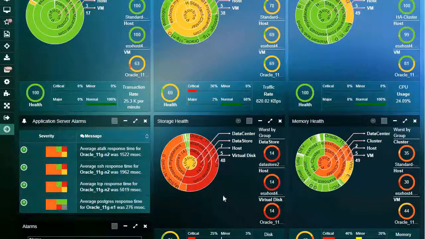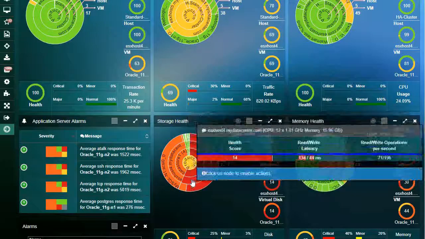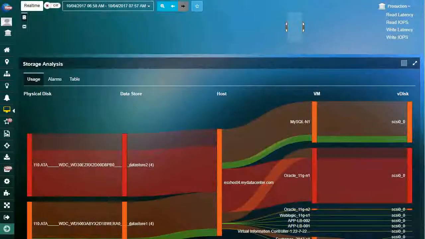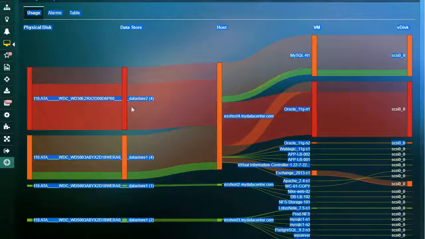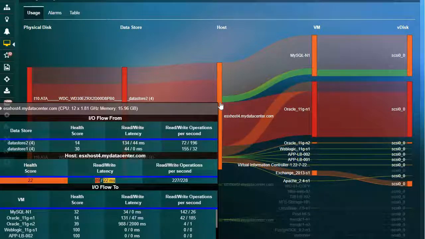If someone is complaining at this moment that things are slow, I have a visual of where I'm going to go to troubleshoot. It's going to be in my storage. I can do that a couple of ways. I can either click right here, or I can come back over under the monitor health and go to storage analysis, and we can see what things are being affected. Coming from the physical disk, we're seeing the data store that's got the problems, and then what hosts it's affecting, and we see the Oracle NG11. It's all red, so that's the one. If I hover over that and click that, I should get some info. Here we go. We can see the I/O flow from the two different data stores, data store 1 and data store 2, the health scores, the read-write latency, and how many read-write operations per second.